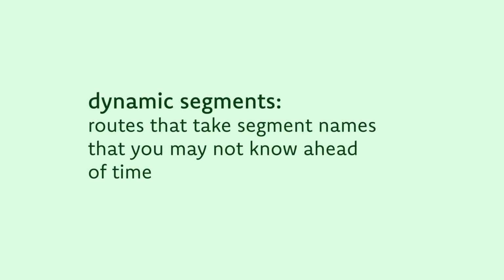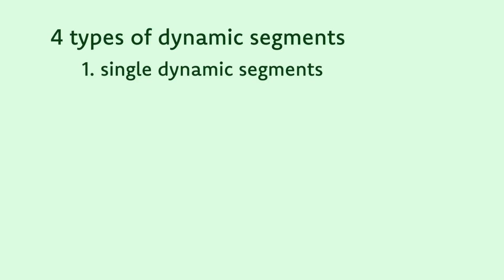Now, let's dive in. Dynamic routes are routes that take segment names that you may not know ahead of time and return information based on that segment name. These can take dynamic segment names that can be filled at request time or pre-rendered at build time using static site generation. There are 4 types of dynamic segments, and we'll cover each of them in turn. The first is a single dynamic segment.